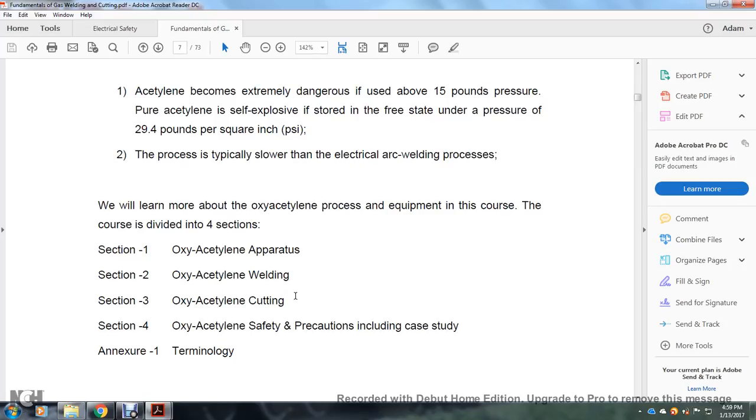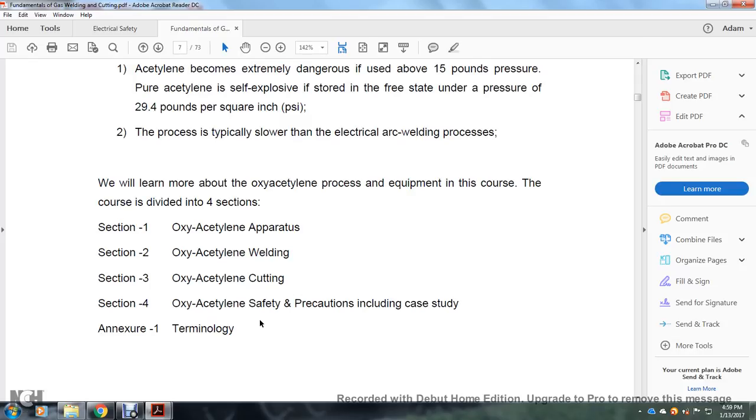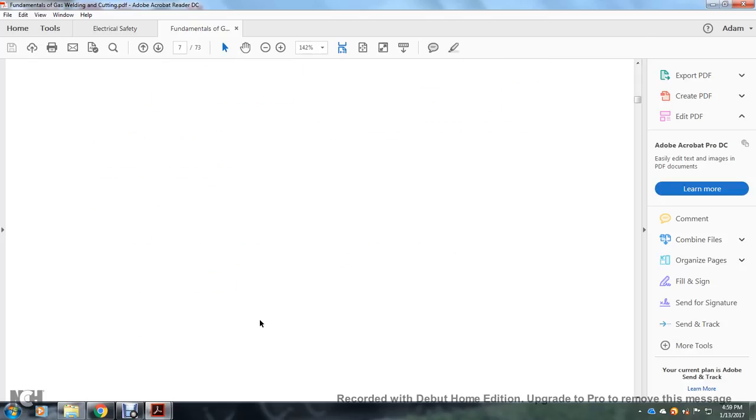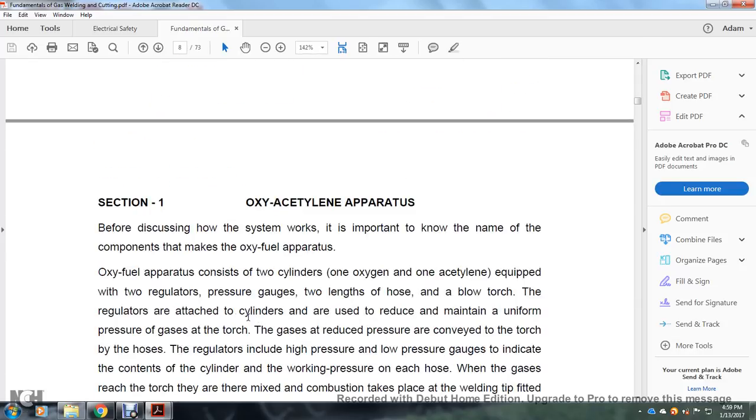This course is divided into 4 sections. Section 1, acetylene apparatus. Section 2, oxyacetylene welding. Section 3, oxyacetylene cutting. Section 4, oxyacetylene safety precautions, including case studies and extra terminology, which we probably won't read. Section 1, acetylene apparatuses.